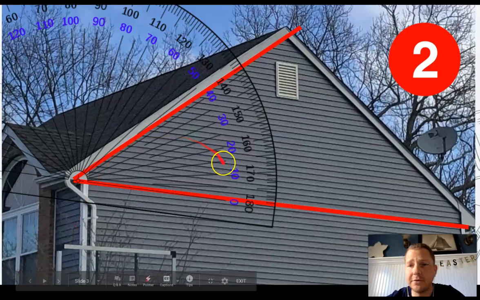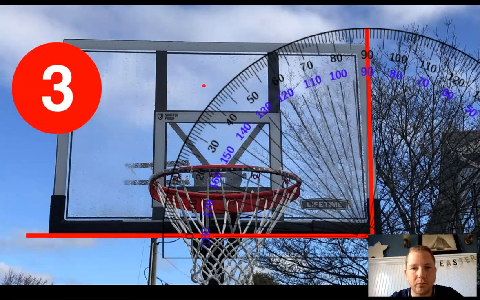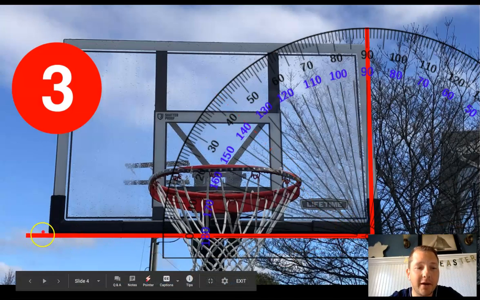This is my neighbor's house, and you can see that, again, the ray is pointing to the right, so I'm using my inside numbers and figure out the measurement of this angle right here. This is my basketball hoop, and you can see that my ray, though, this time is pointing to the left, so I wonder which numbers I have to use here, and I wonder, does it matter which ones I use to measure this angle right here?